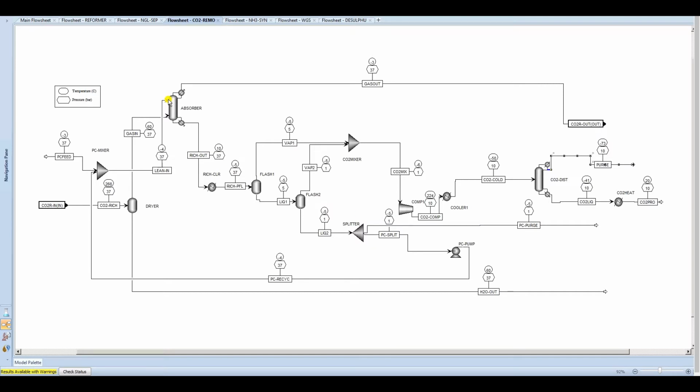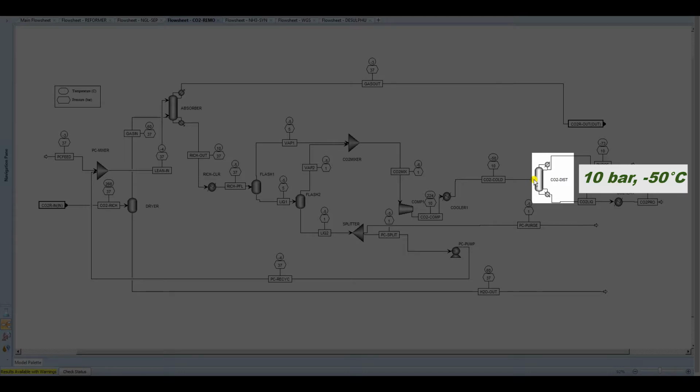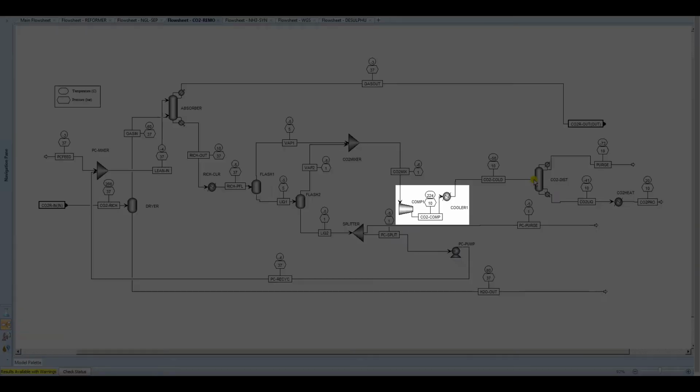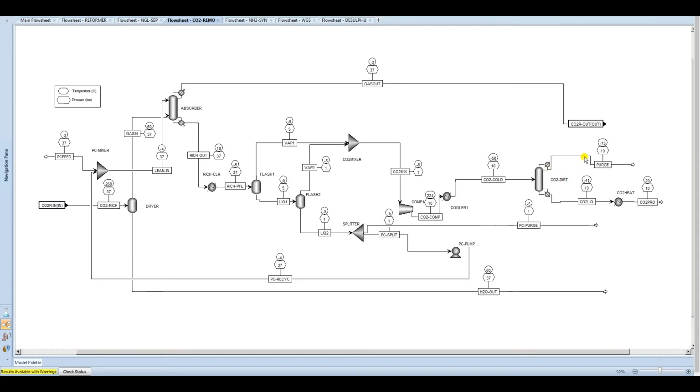To produce food-grade CO2, vapors flashed during the solvent regeneration go through cryogenic distillation at 10 bar and -50 degrees Celsius. A compressor and liquid nitrogen cooler are used to achieve these operating conditions. The top product is disposed of appropriately and not flared as the stream is highly flammable.